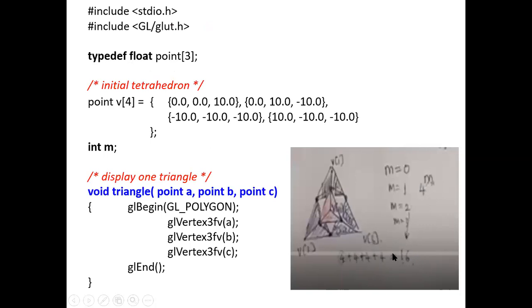So again, if I take m is equal to 3, what happens? Again, those 4 tetrahedrons will be further divided into 4, right? So that means we say that the number of divisions will be in terms of 4 to the power of m. 4 to the power of m. Those many tetrahedrons you will get as the output.